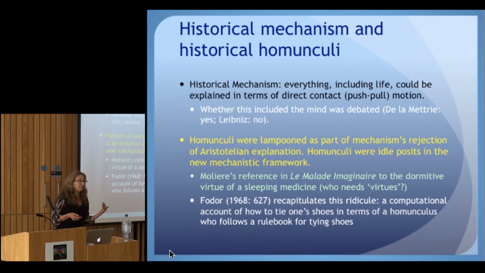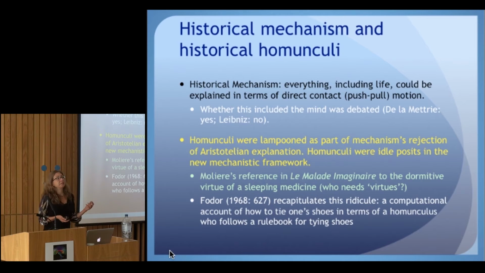Fodor also recapitulates the sort of ridicule of homunculi when he gives a computational explanation of how you tie your shoes. He says, well, here's a way of explaining how you tie your shoes in a computational model. You have a little man inside who follows a rule book, and the guy following the rule book, right, learns how to tie the shoes. And that's how you tie your shoes, because you have a little man inside that follows a rule book, right? Now, he's obviously making fun of, right, computational explanation in this particular way.